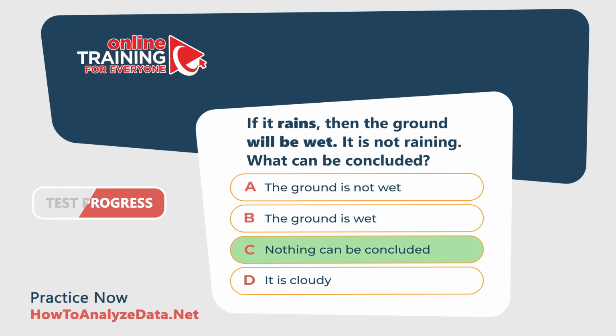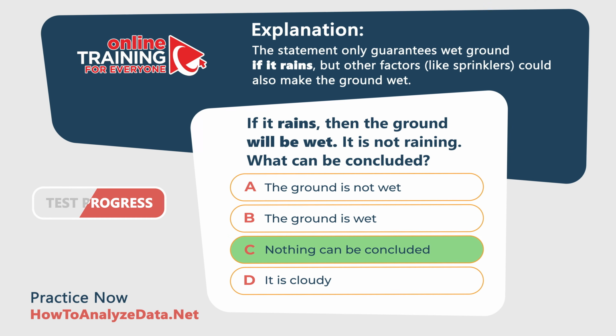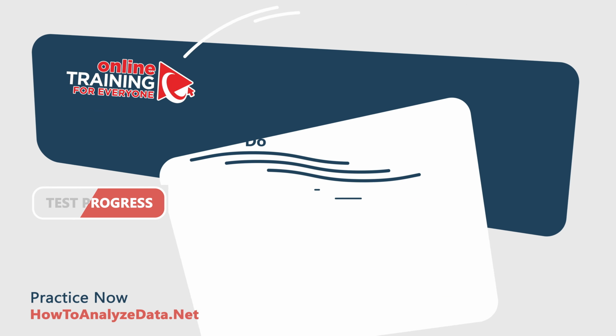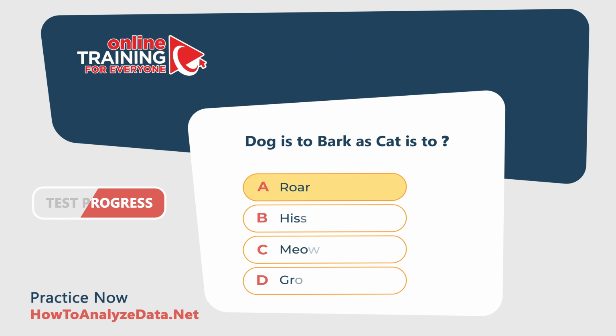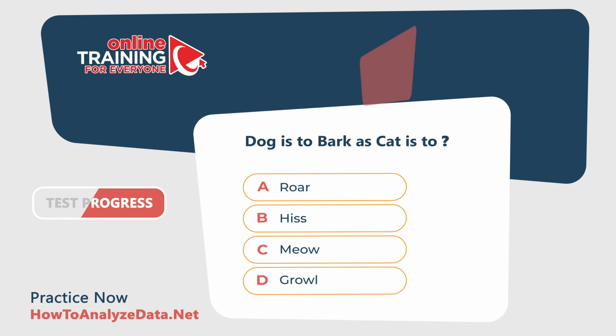Correct answer is C. Nothing can be concluded. And here's why. The statement only guarantees wet ground if it rains, but other factors like sprinklers could also make the ground wet. Dog is to bark as cat is to A. Roar, B. Hiss, C. Meow, and D. Growl.